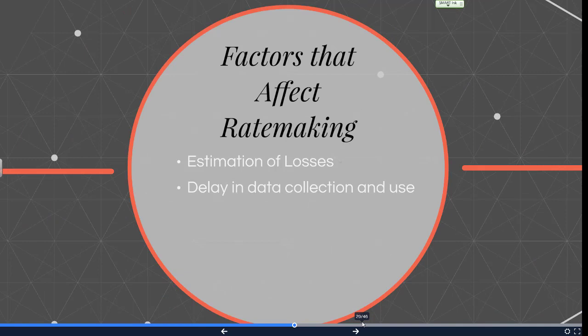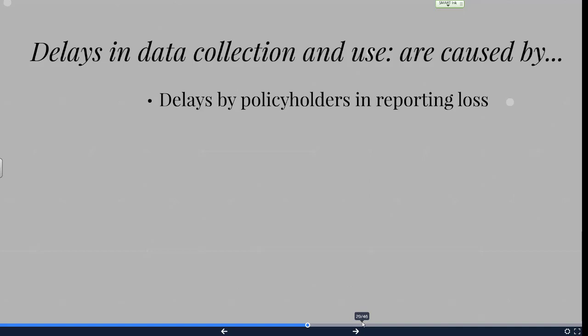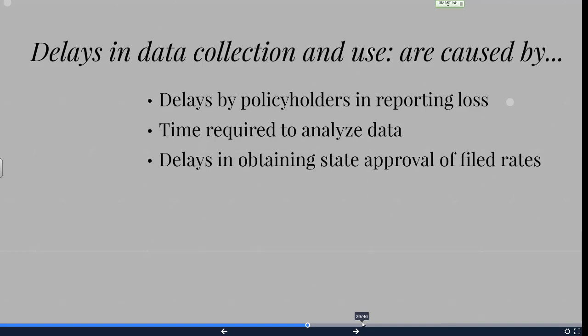Another factor that affects rate making is the delay in data collection and use. Let's look more specifically at these. Delays in data collection and use are caused by delays by policyholders in reporting loss, the time required to analyze the data and use it to make determinations about rate changes, delays in obtaining state approval of filed rates. As we've said before, state rate regulation can vary from prior approval rates all the way to open competition. As you would expect, prior approval rates take the longest. And the time required to implement new rates.